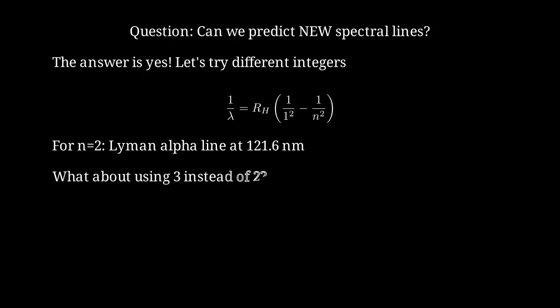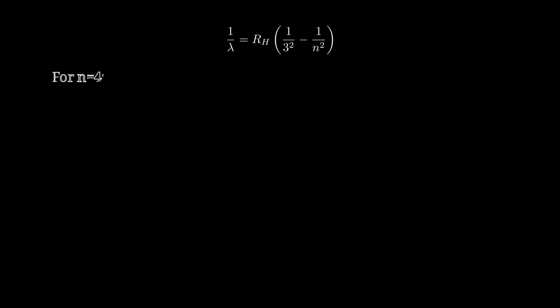What if we use 3 squared instead of 2 squared in the denominator? 1 over lambda equals R sub H times 1 over 3 squared minus 1 over n squared, where n equals 4, 5, 6, and so on. For n equals 4, this predicts a line at 1875 nanometers, which is in the infrared. This line was also discovered and is called the Paschen alpha line.